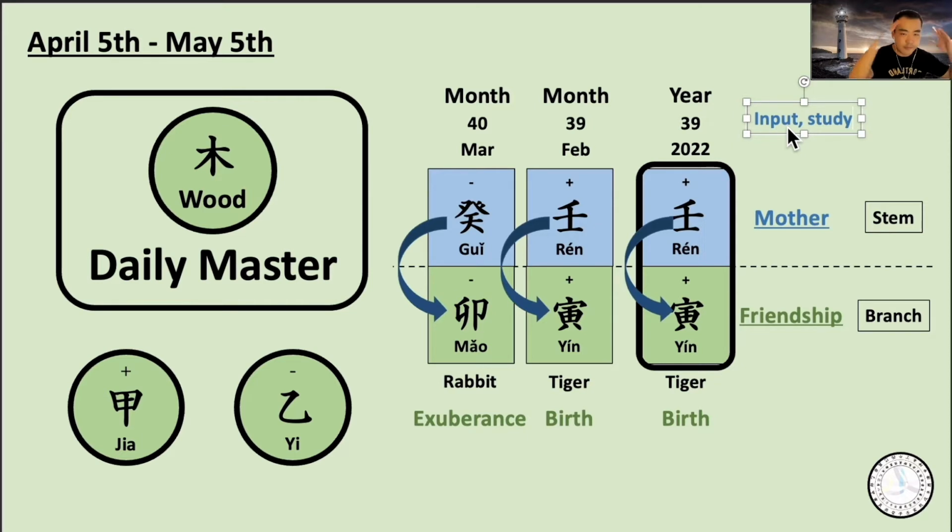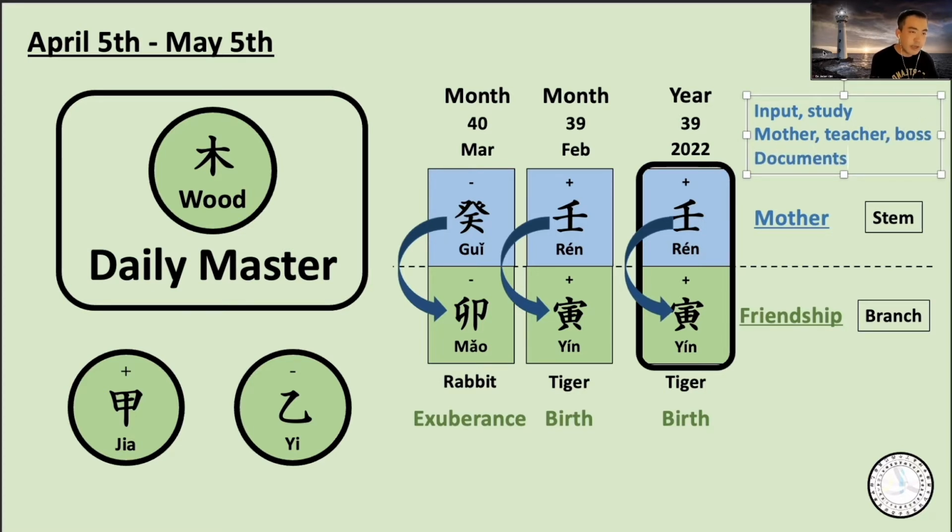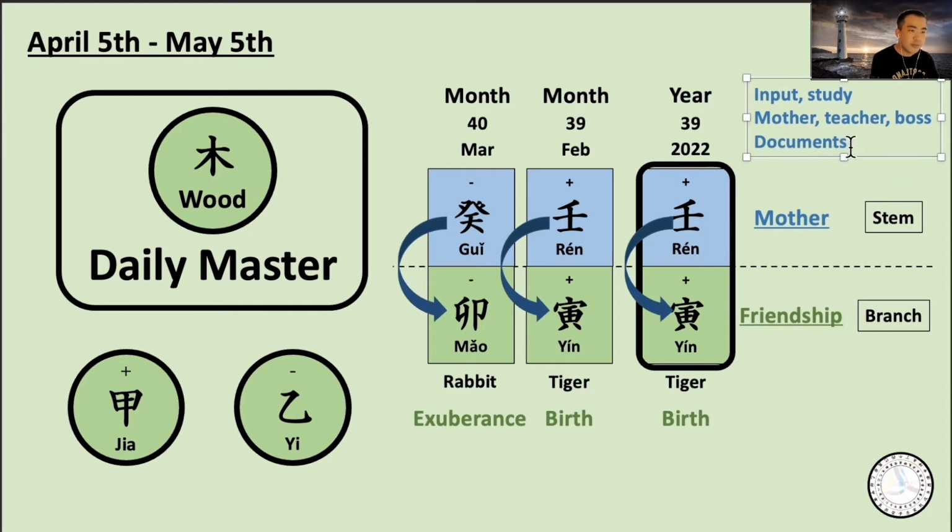So this year's theme for the Wood Daily Master is all about taking something in, input. That is the heavenly stem as a thinking in mind. It could be literally mother or teacher or boss. But mostly it means documents, any kind of documents. And documents mean it could be a degree, it could be a license, and it could be a certain certificate that I can earn as my resource.